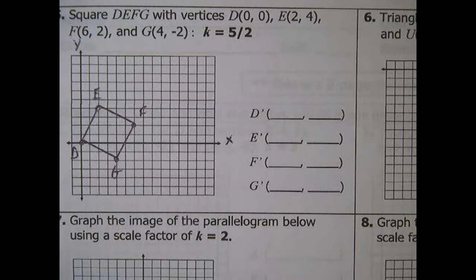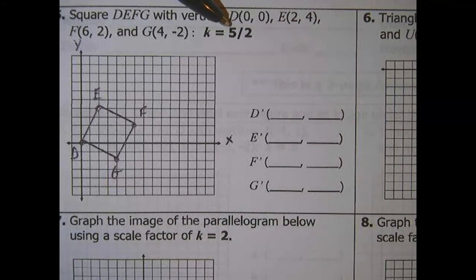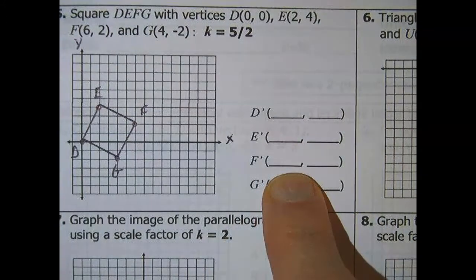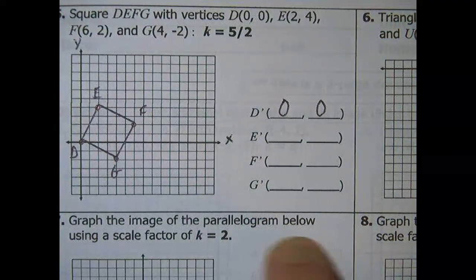All right, so there's our pre-image square, and when we dilate it by the scale factor of 5/2, we're just going to get another square that just kind of blows up from the origin. So you can think of it kind of like a balloon blowing up. So when I multiply 0 times 5/2, nothing happens to that one. So that point's actually not going to go anywhere with the dilation.